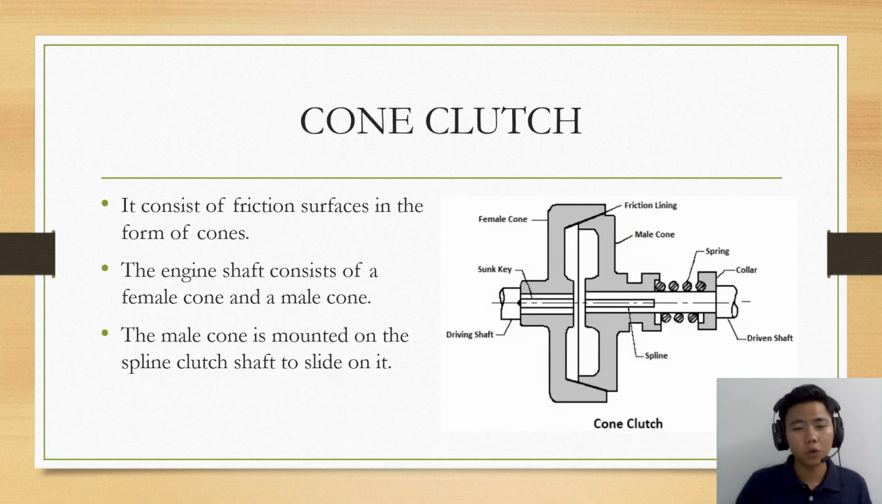After that, we have the cone clutch. The cone clutch consists of friction surfaces in the form of a cone. The engine shaft consists of a female cone and a male cone. The male cone is mounted on the splined clutch shaft to slide on it.